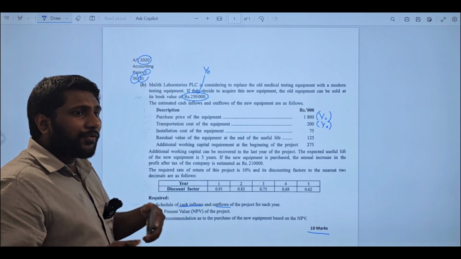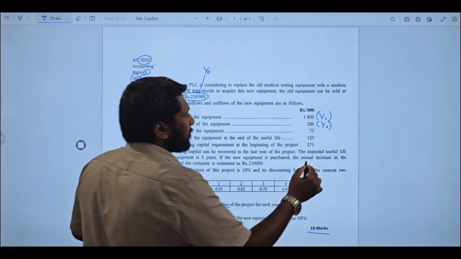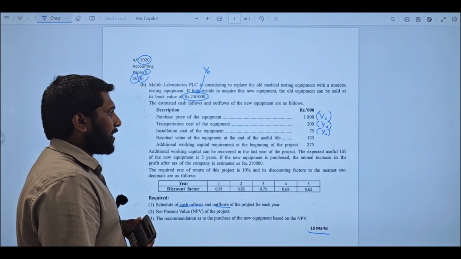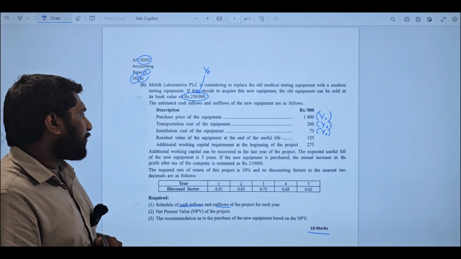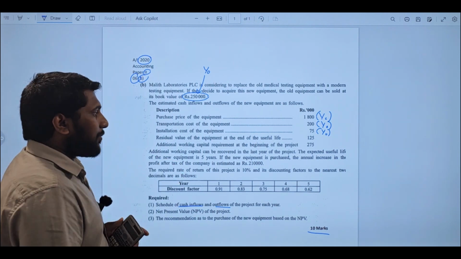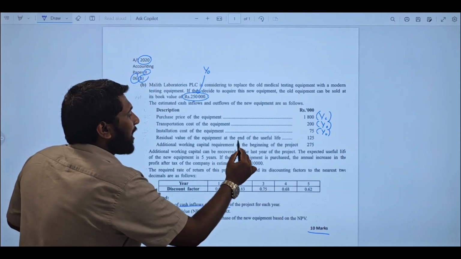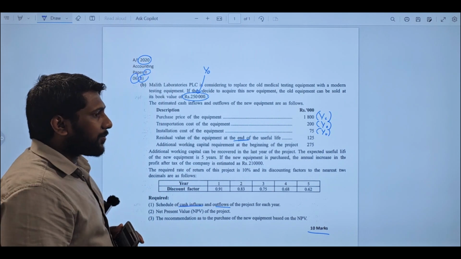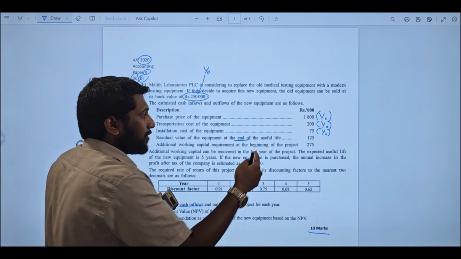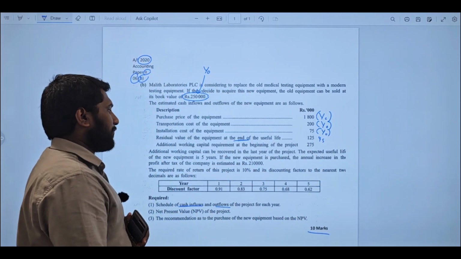Installation cost. So if I proceed with the investment only, I will have to install it. So this 75,000 also a cost I will incur because of the new investment, incremental cash flow. Residual value of the equipment at the end of useful life of the asset. So this particular project is there for 5 years. Then by selling the asset at the end of the project, I can get money. So this is going to be a cash inflow for the year number 5.